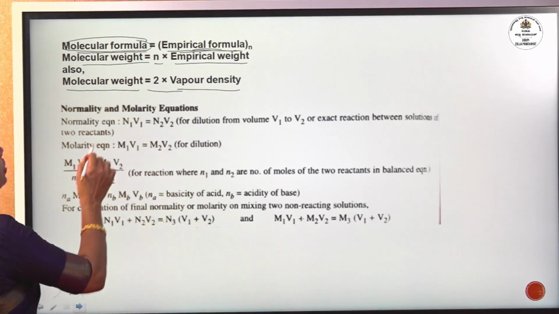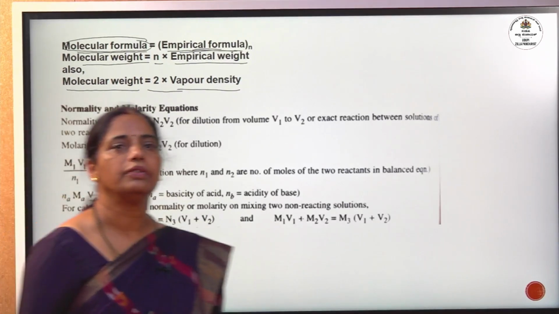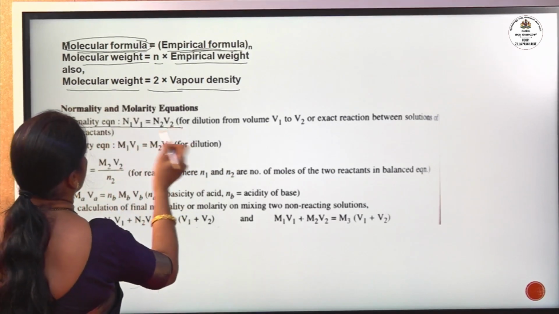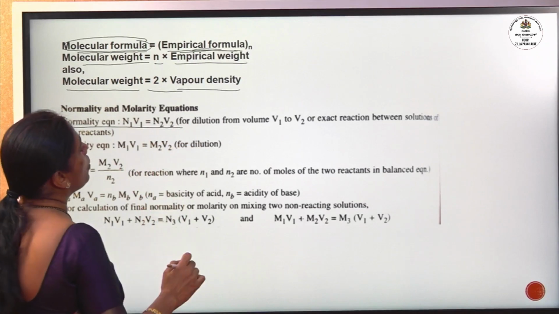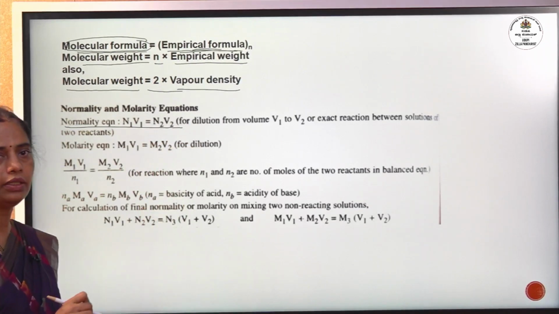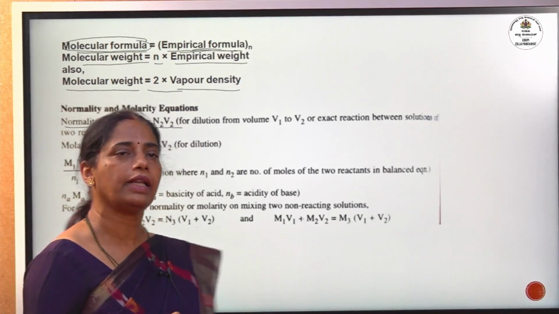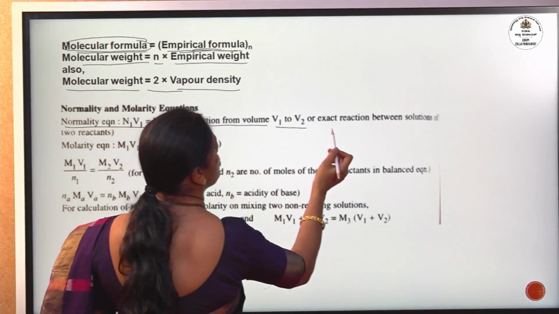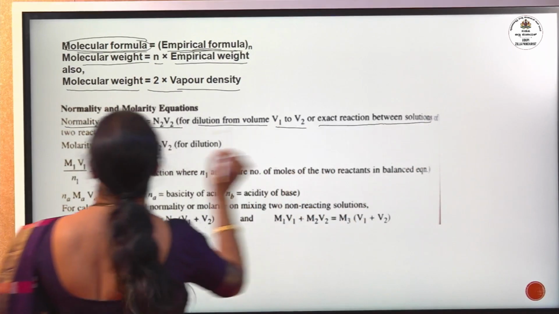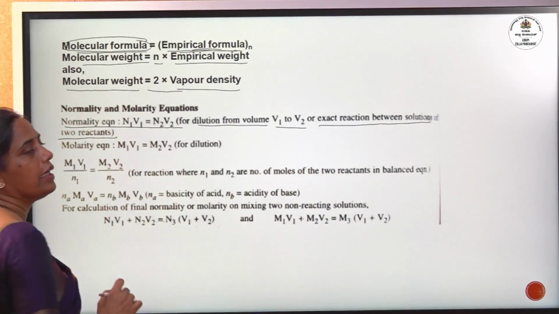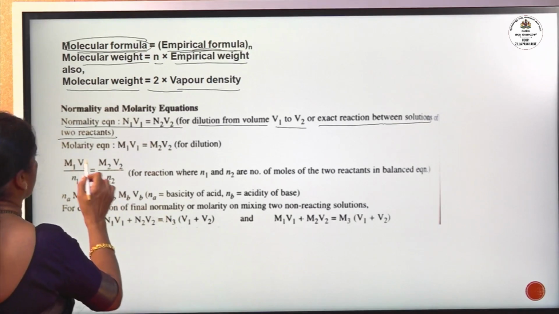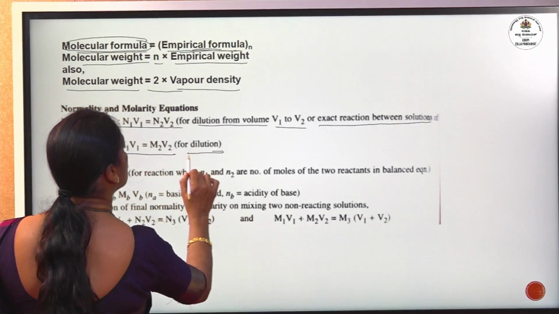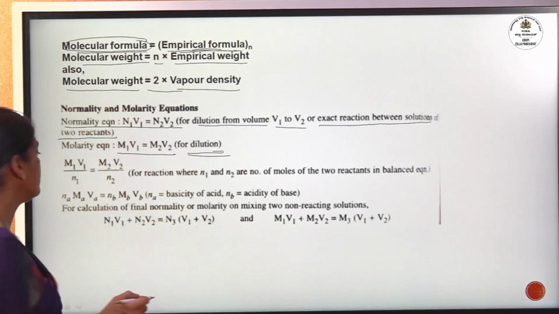Now to calculate the strength of a solution, we can use some of the formulas. This is the normality equation, N1V1 is equal to N2V2. To dilute a solution and to find out the strength of that diluted solution, we can use this formula, for dilution from volume 1 to volume 2, or exact reaction between solutions of two reactants can be given by this formula. Molarity equation is M1V1 is equal to M2V2, which can be used for diluting solutions.